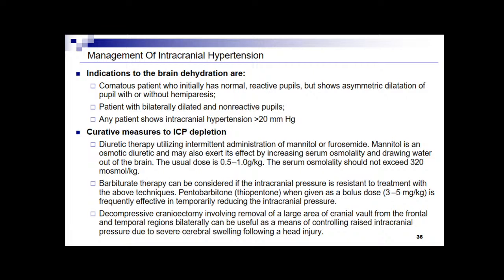Second step of the hypotensive therapy. Prescription of barbiturates, drugs for intravenous narcosis. Barbiturate therapy can be considered if the intracranial pressure is resistant to treatment with diuretics, sedative drugs, analgesics. We must prescribe derivatives of barbituric acid, for example, pentobarbital or thiopental. Bolus injection of these drugs into blood is frequently effective in temporarily reducing intracranial pressure.